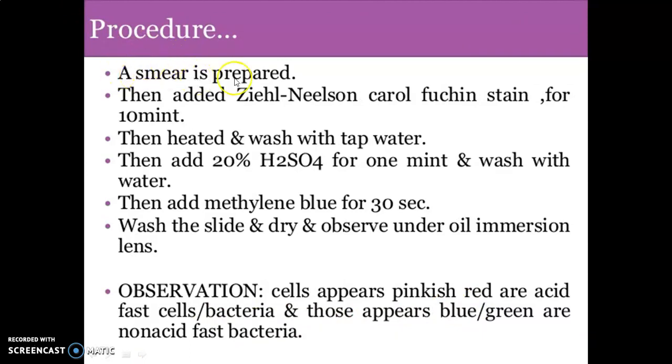Procedure for it: a smear is prepared, then add the Ziehl-Neelsen carbol fuchsin stain for 10 minutes, then heat and wash with tap water. Then add 20% H2SO4, that is sulfuric acid, for 1 minute and wash with water. Then add methylene blue for 30 seconds. Wash the slide, dry and observe under the oil immersion lens. The observations are: cells that appear pinkish red are acid fast bacteria, and those that appear blue or green are non-acid fast bacteria.